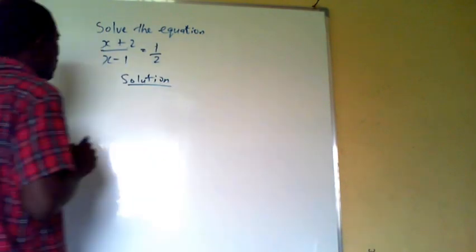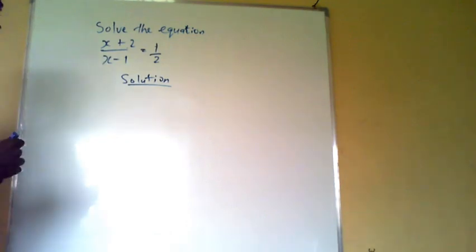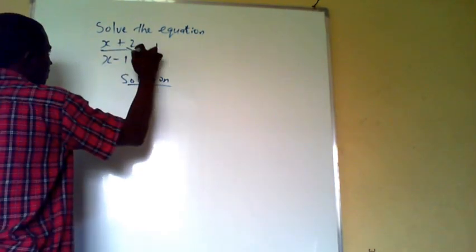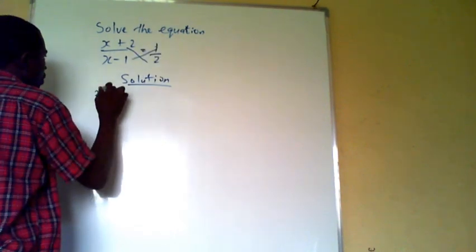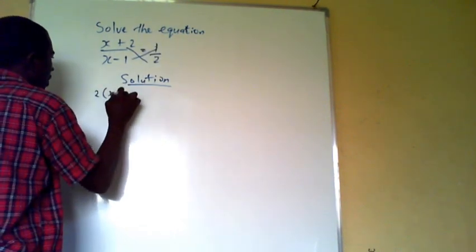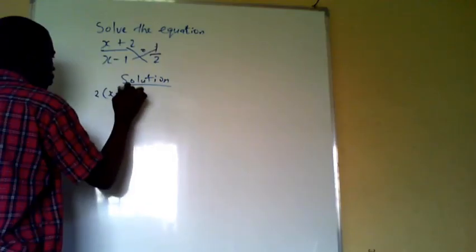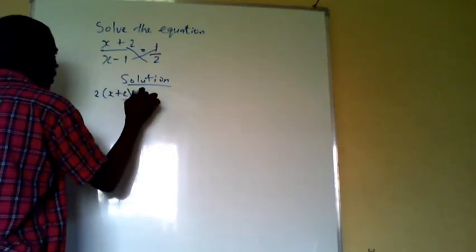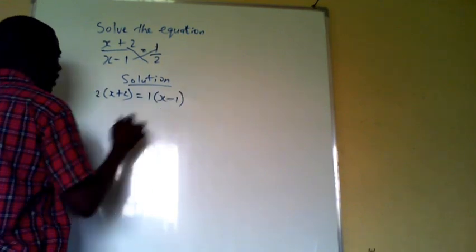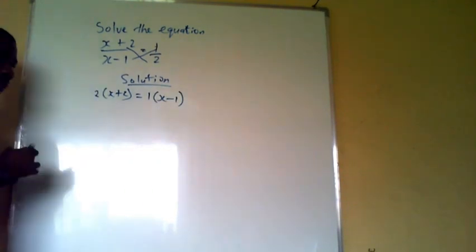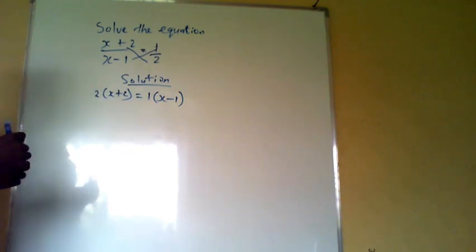Now the first thing to do, we have to cross multiply. So if we cross multiply this by this, this times this is 2(x + 2) = 1(x - 1). That's the first step. We cross multiply.